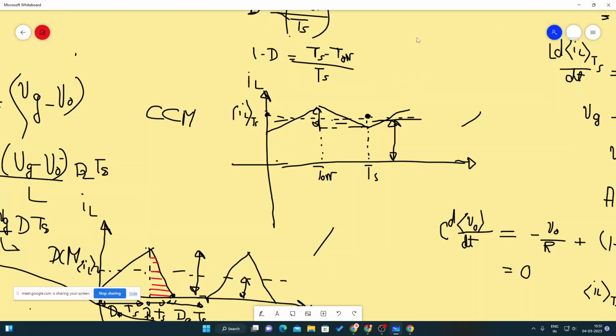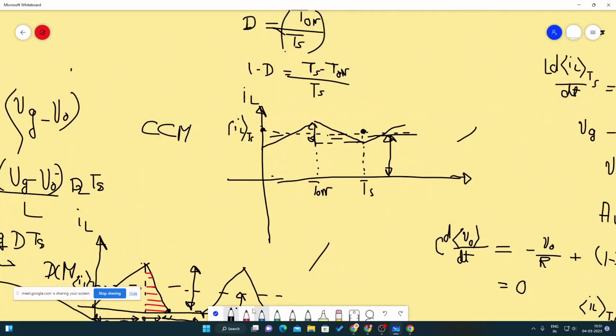You can write this expression that the average of IL times TS is basically the area under the curve. Let's say this is the whole area, that entire area. Let's say it to be Q by TS. Yeah, this is always correct.